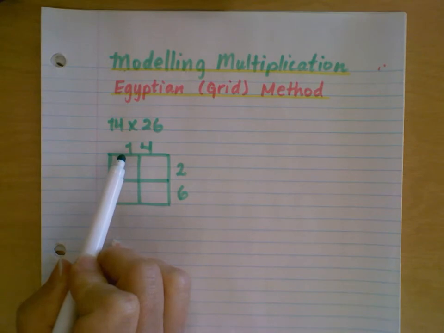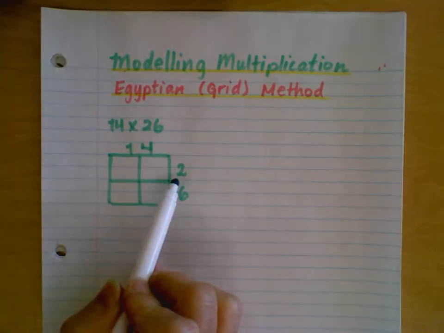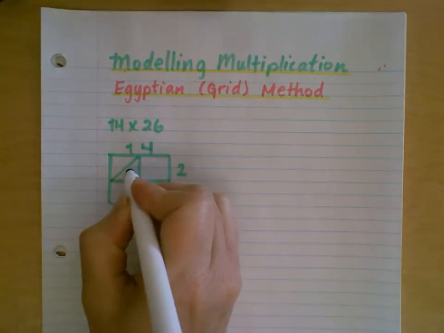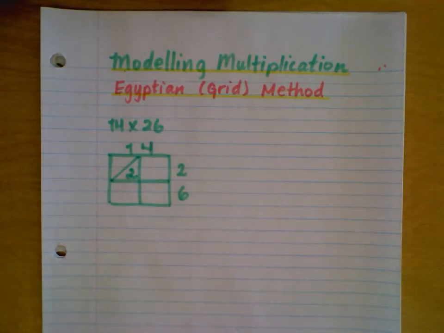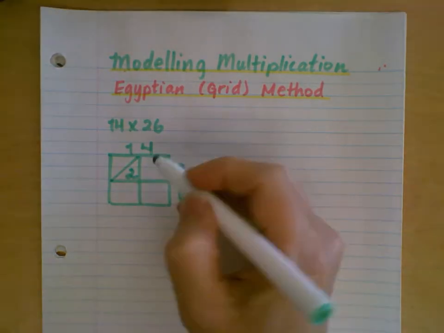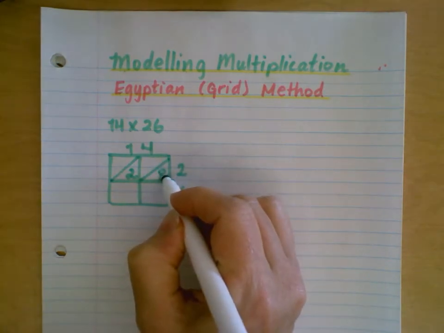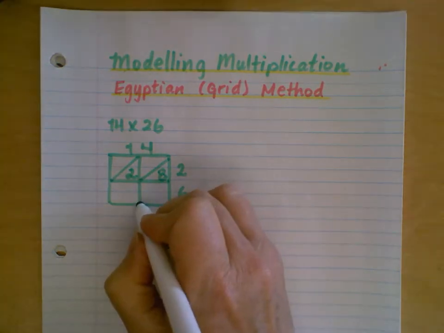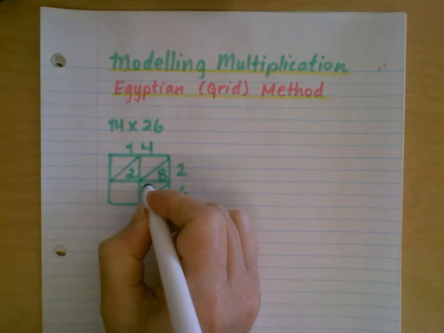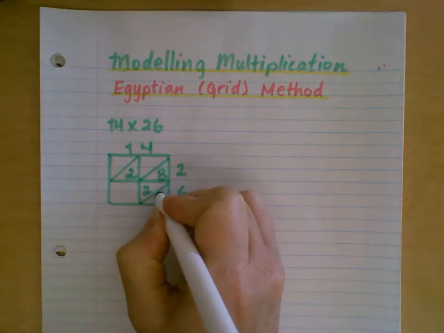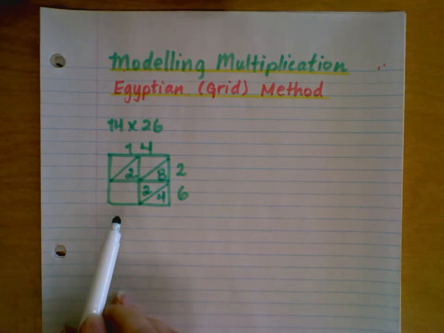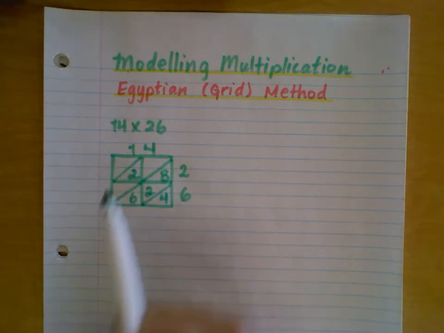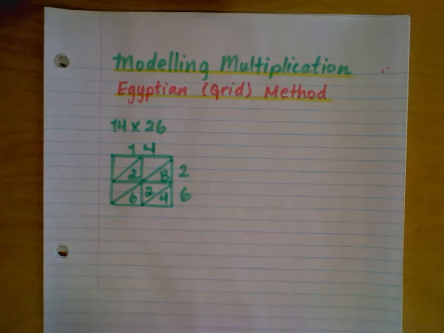So this 1 is a 10. So 1 times 2, the result is 2. And I'm going to draw in a little diagonal line here, and the 2 goes below that line. 4 times 2 is 8, less than 10. 4 times 6 is 24. So this time with my diagonal line, the 2 of that 20 goes above the line and the 4 goes below. So 24. And then 1 times 6 is 6. And I could put zeros as placeholders above the lines here if I wish.